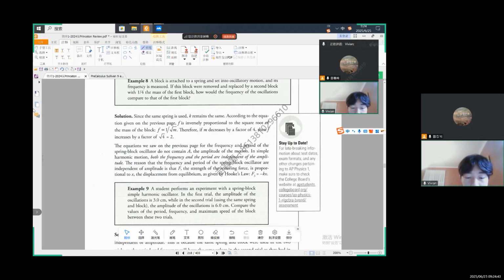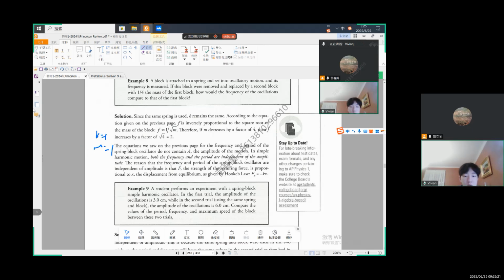Amplitude of oscillation is 3 centimeters. Amplitude of oscillation is 6 centimeters. Period, frequency, and natural period plot between the two trials. M is 1, K is 1.